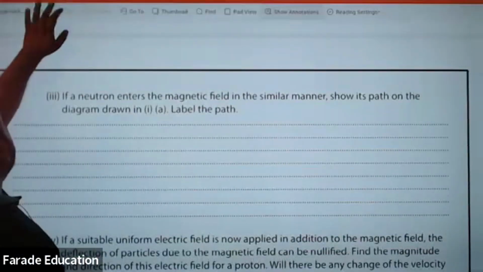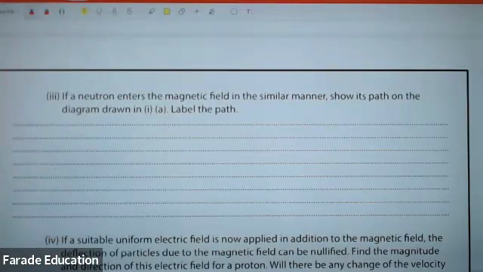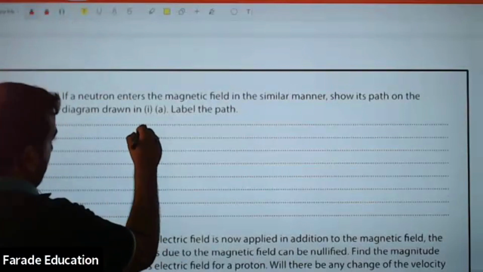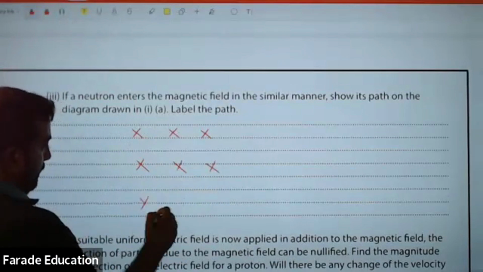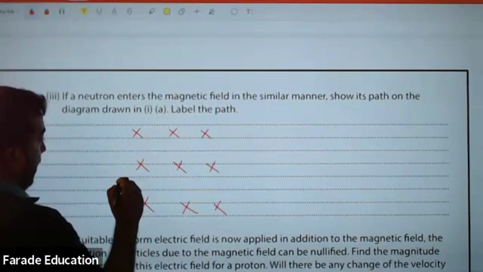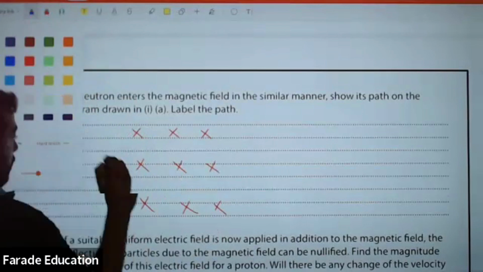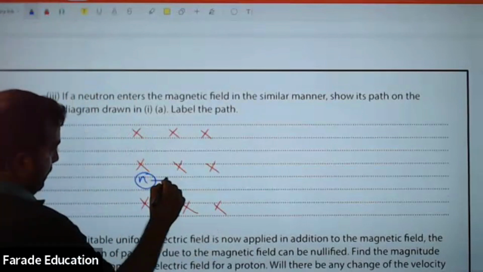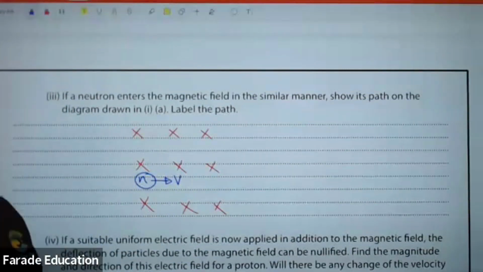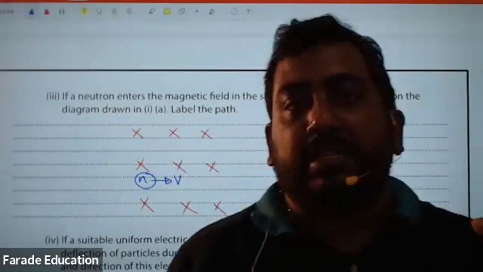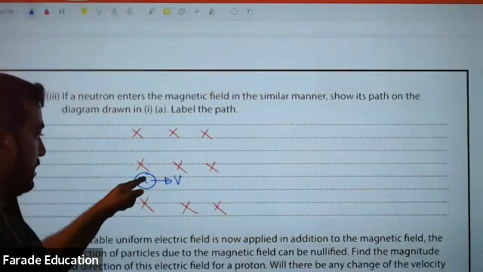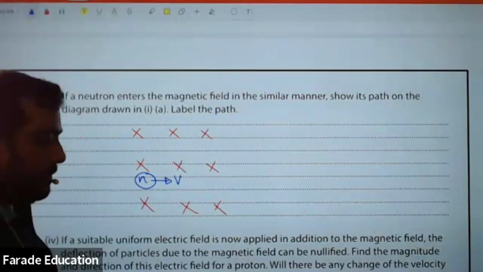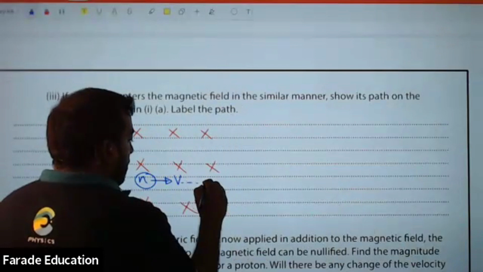If a neutron enters a magnetic field in a similar manner, show its path on the diagram drawn. I'll draw it here. Here you have a magnetic field, and a neutron enters this magnetic field. What will happen? Remember, neutron has no charge. It's a neutral particle. No charge means you can't apply Fleming's left hand rule. That means no force.